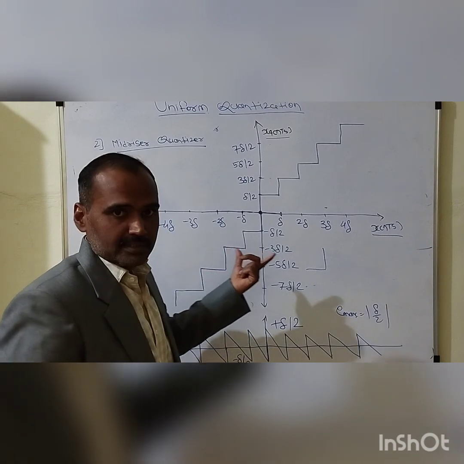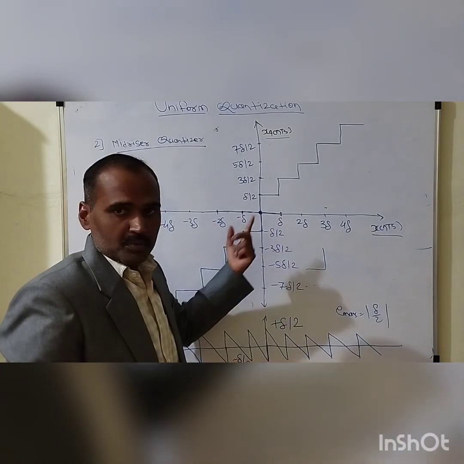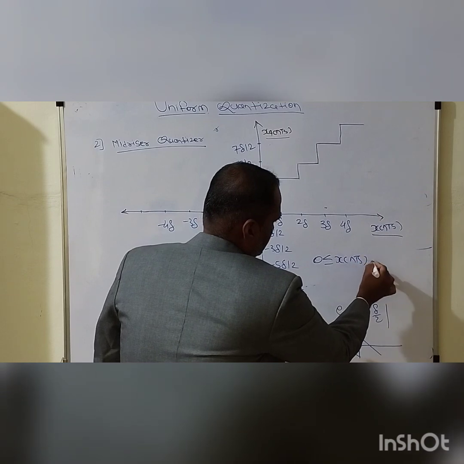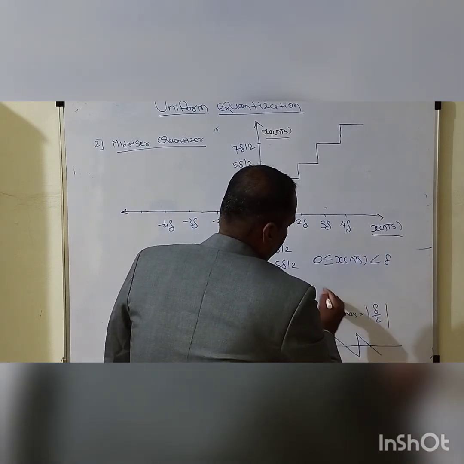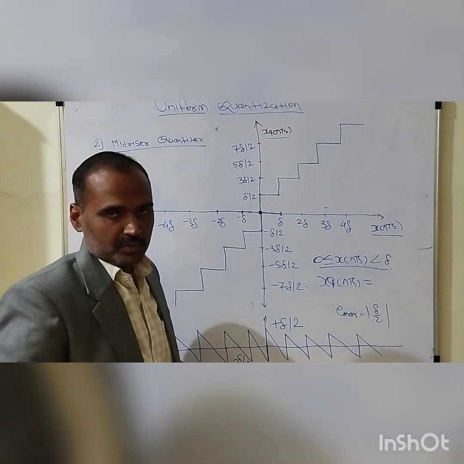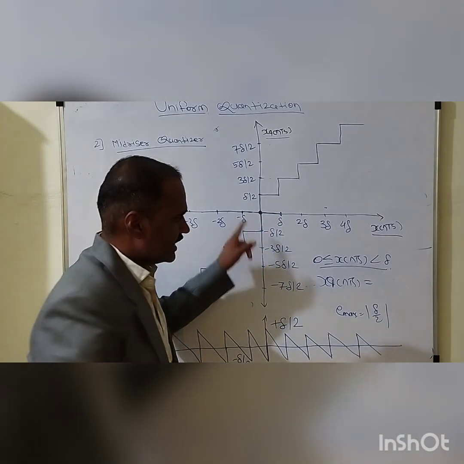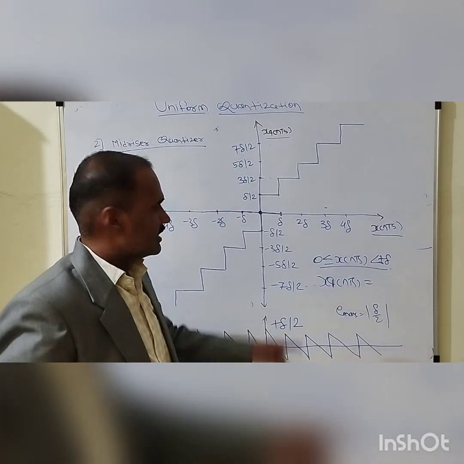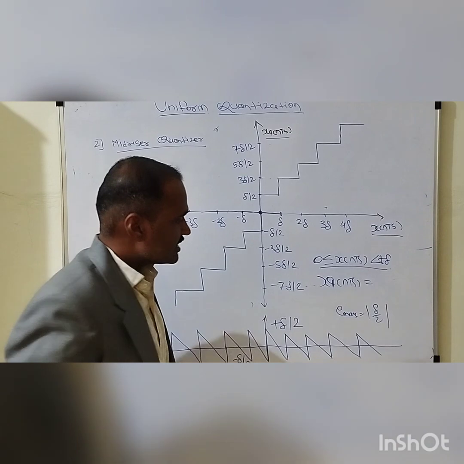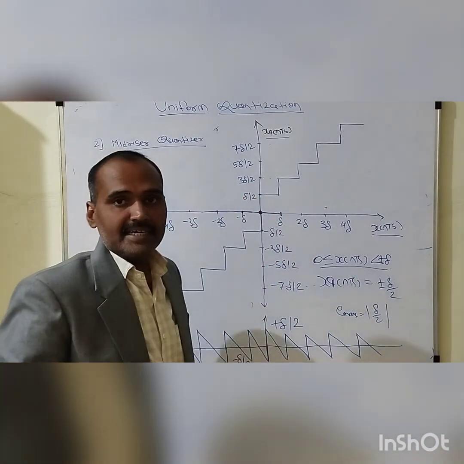Now, when the input is approaching a certain positive value or a certain negative value, when the input lies between 0 and delta, that is, when x of nTs is greater than or equal to 0 and less than delta, what will be xq of nTs? See, quantization is nothing but the process of approximation. So when the input lies between either 0 to plus delta or 0 to minus delta, what will happen? Whether it is plus delta or minus delta, the nearest possible threshold assigned by the quantizer will be either plus delta by 2 or minus delta by 2. So xq of nTs equals plus delta by 2 or minus delta by 2.